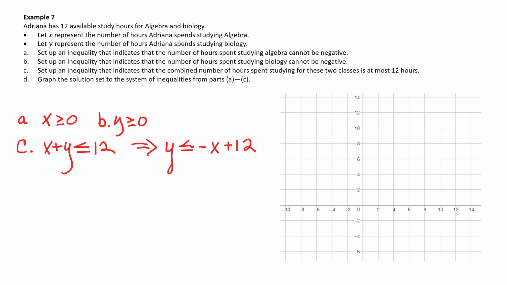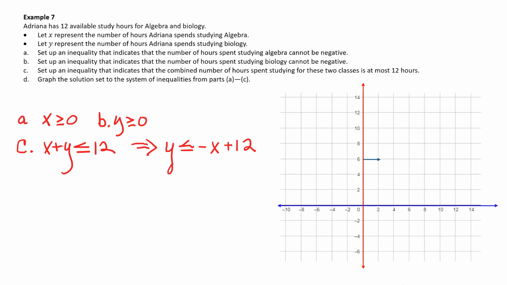So if we look at X greater than or equal to 0, the border for that inequality is going to be the Y-axis because that's where X equals 0. We're going to include that line because we're saying you don't have to study for algebra. And so where would you shade? Well, you would shade to the right of that line because you're saying you want to study 0 or more hours. So yeah, to the right of that line is where you would shade.